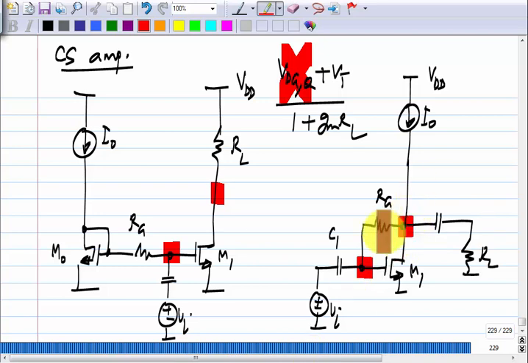So, now you can also try and see if there is something you can do to this circuit to make VDG quiescent not equal to 0. Okay?